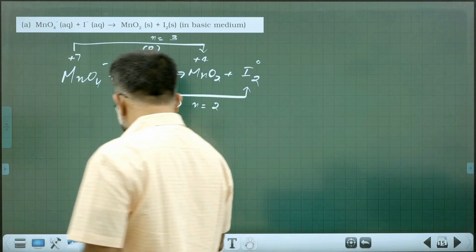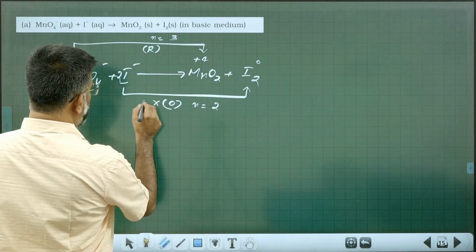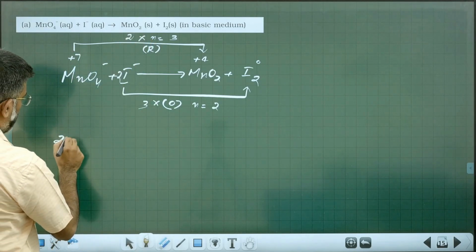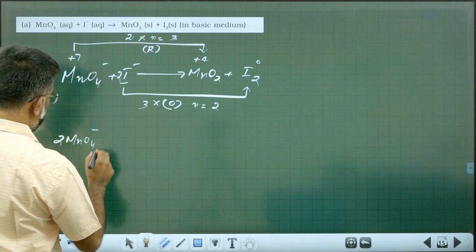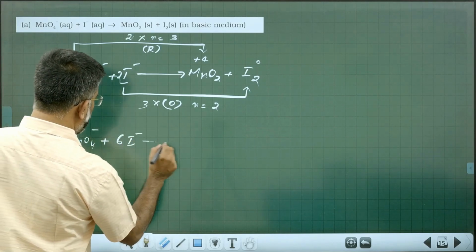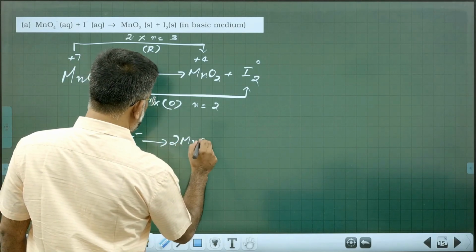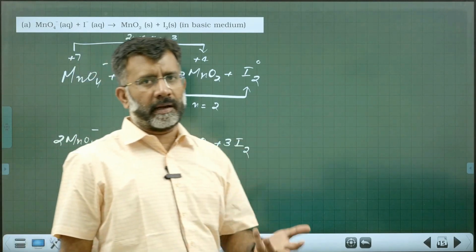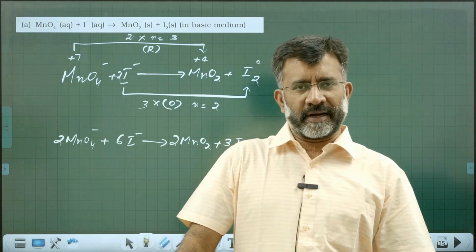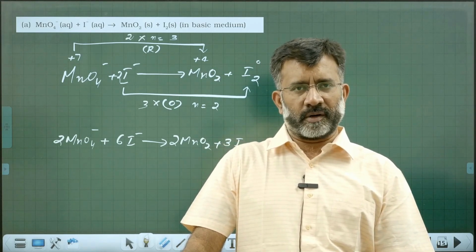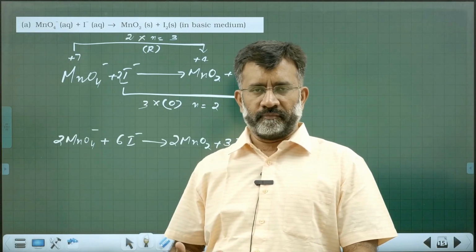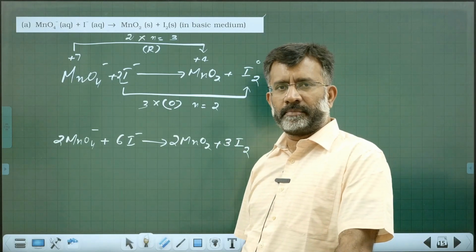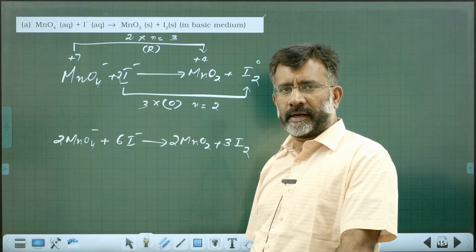So, how do we do? This is multiplied with the 3 and this is multiplied with the 2. So, the formula will be 2 MnO4 minus plus 6 I minus giving 2 MnO2 plus 3 I2. Now, the electronic balancing is over. The N factor balancing is over. Now, the most important one is an ionic reaction. We need to balance using OH minus as it is done in basic medium. The reaction is occurring in basic medium. So, balancing of charge to be done using OH minus.